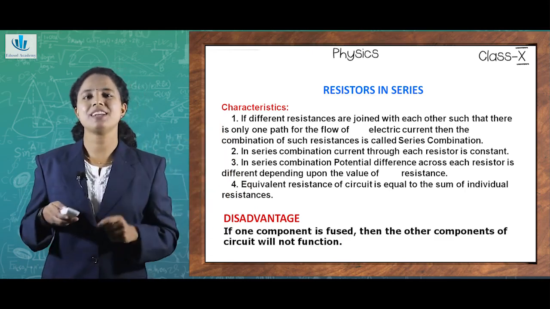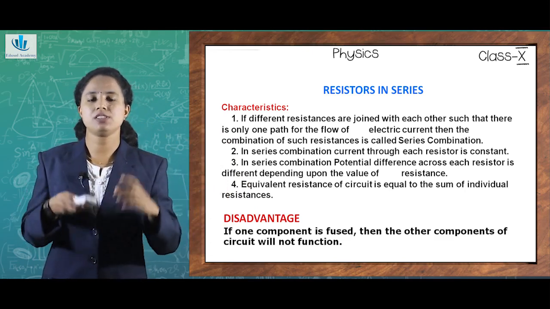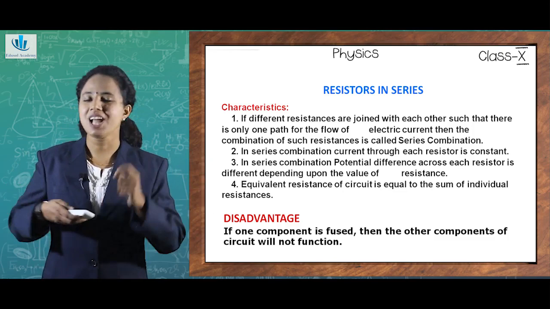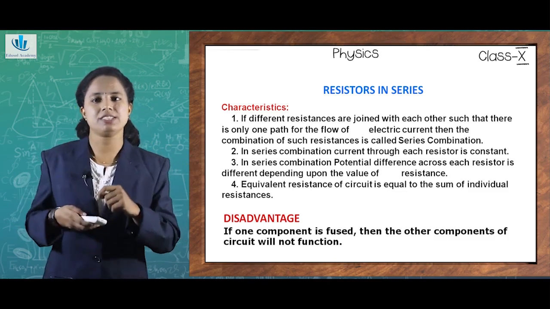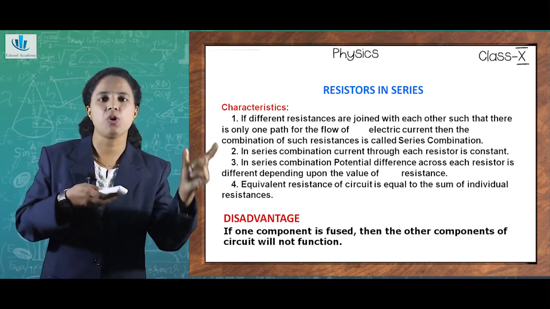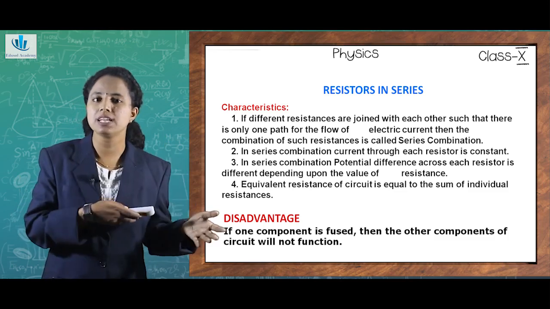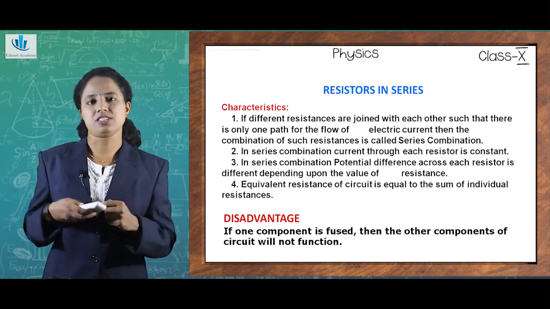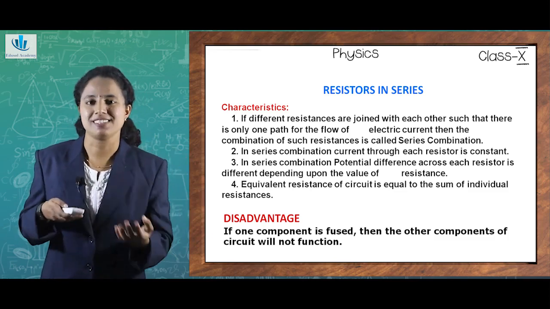But one of the main disadvantages of a series circuit is that if one component of this series combination is fused, then the other components as well as the circuit will also not function. Why is it so? We have already said that in series combinations, all of them are joined with each other and there is only one path for the current, isn't it? They are joined end-to-end in a circuit. So if one component is off or fused, it will affect all other components and the circuit will be broken. So it is one of the disadvantages of a series combination of resistors.